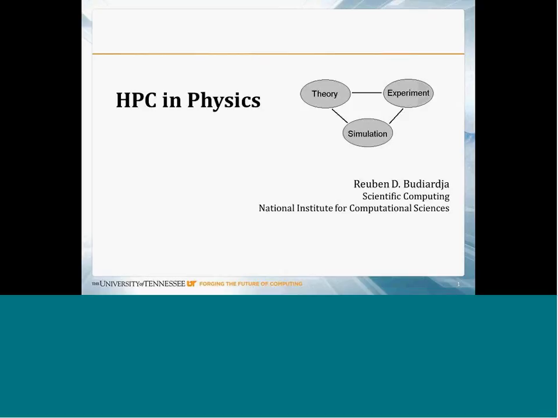I work with scientific computing at NICS, the National Institute for Computational Sciences. Since physics is such a broad subject, and my background is in astrophysics, today I'm going to talk mostly about astrophysics. I'm just going to give some overview about the kind of research we do in astrophysics, especially the research that's going on here at UT and in collaboration with ORNL.